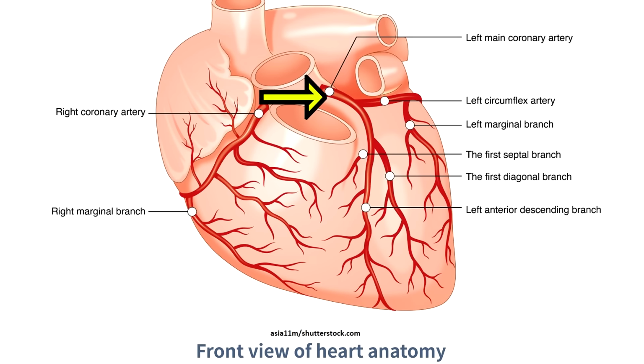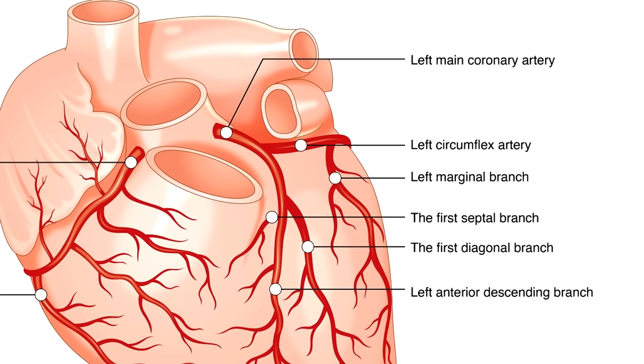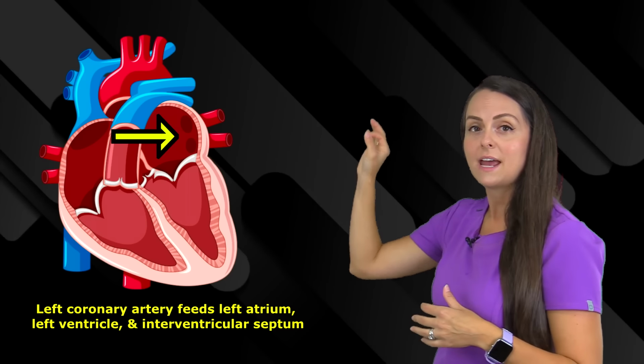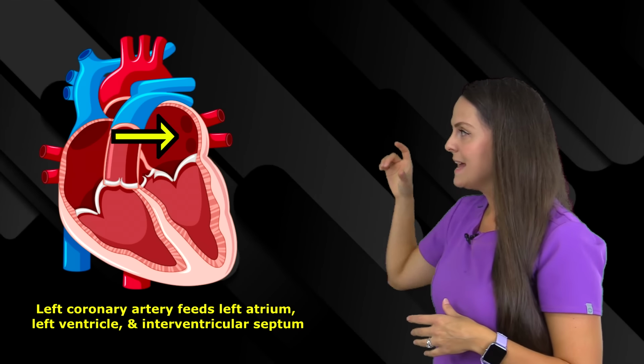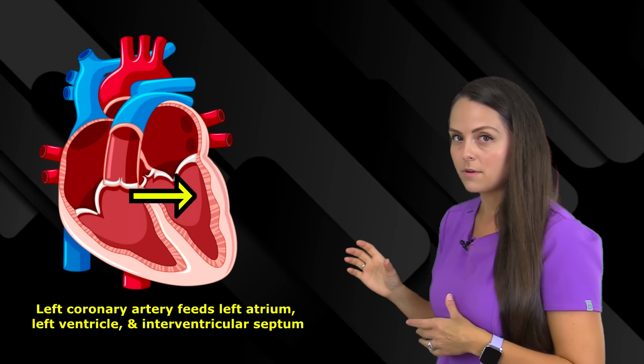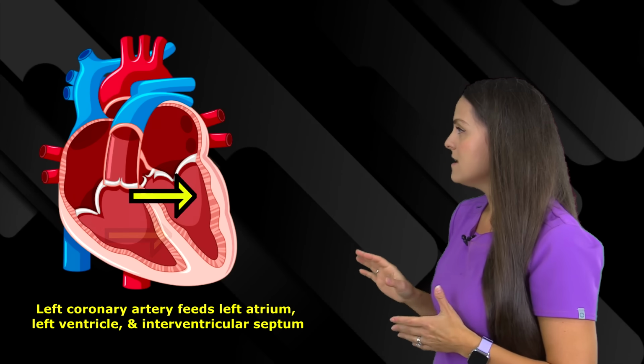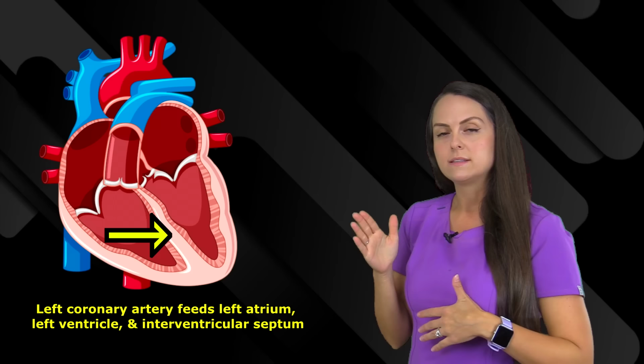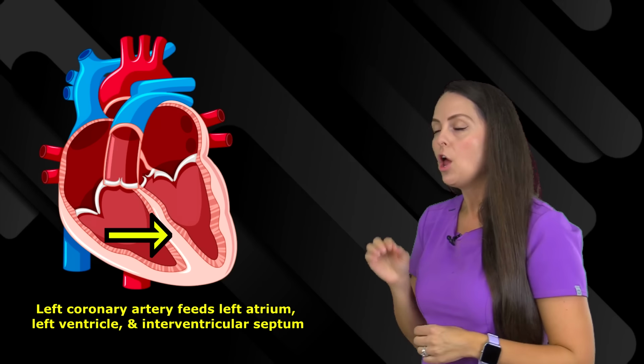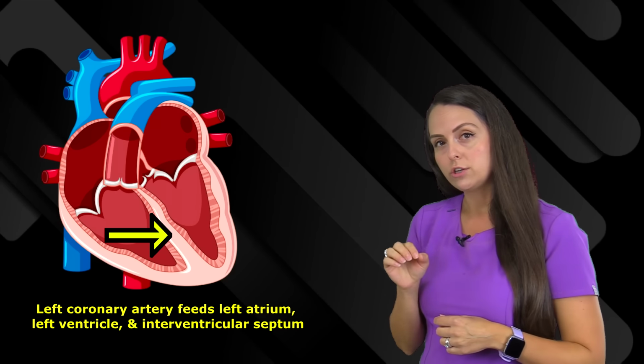For example, let's take the left coronary artery. It comes out of the aorta and branches off onto that left side of the heart. Then it further branches off into other arteries known as the left anterior descending artery and the left circumflex. And then those are going to further branch off into more arteries. But mainly what the left coronary artery does is that it feeds the left atrium, so the upper chamber of the heart, the left ventricle, the bottom chamber of the heart on that left side, and then the wall that separates the right ventricle from the left ventricle, known as the interventricular septum.